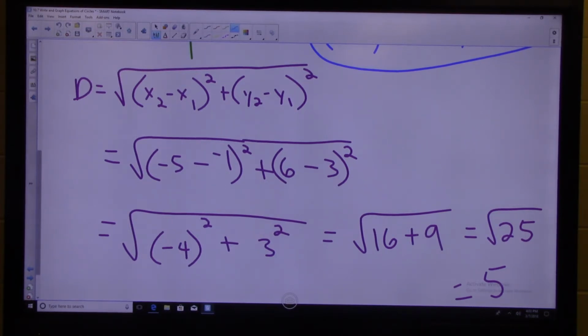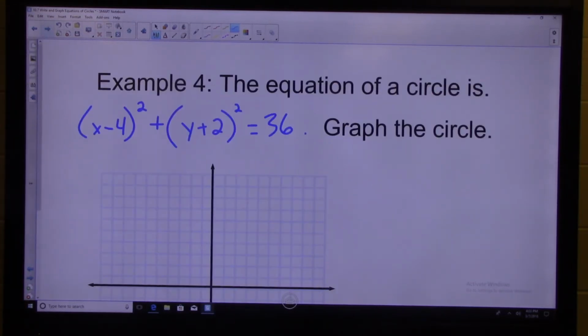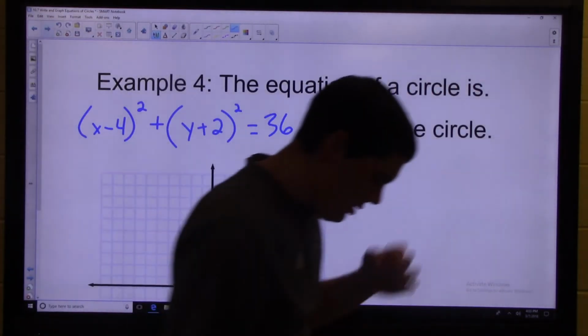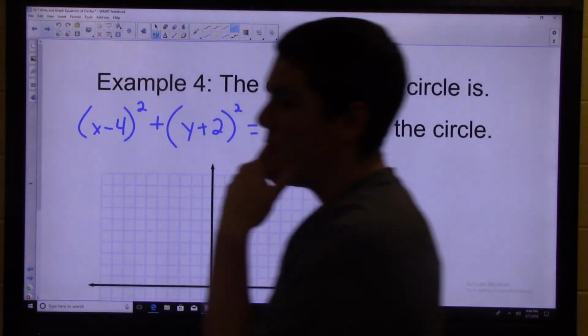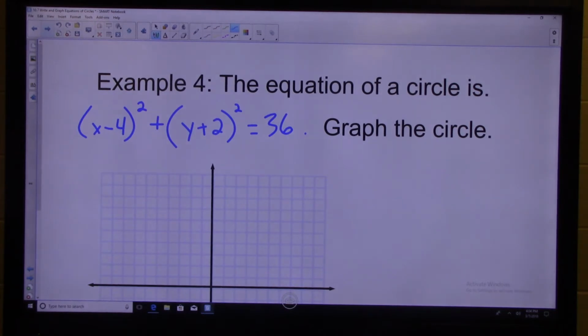All right, just got one more example. Let's get it started. Here it is. This one's a little different. It says the equation. It gives you the equation. We're going backwards. We want to graph the circle. Okay, that shouldn't be too bad. Now I'm going to tell you, I'm just going to warn you, a lot of common mistakes that people make here. All right, there's actually one. I'll tell you what, 2 common mistakes that people make.